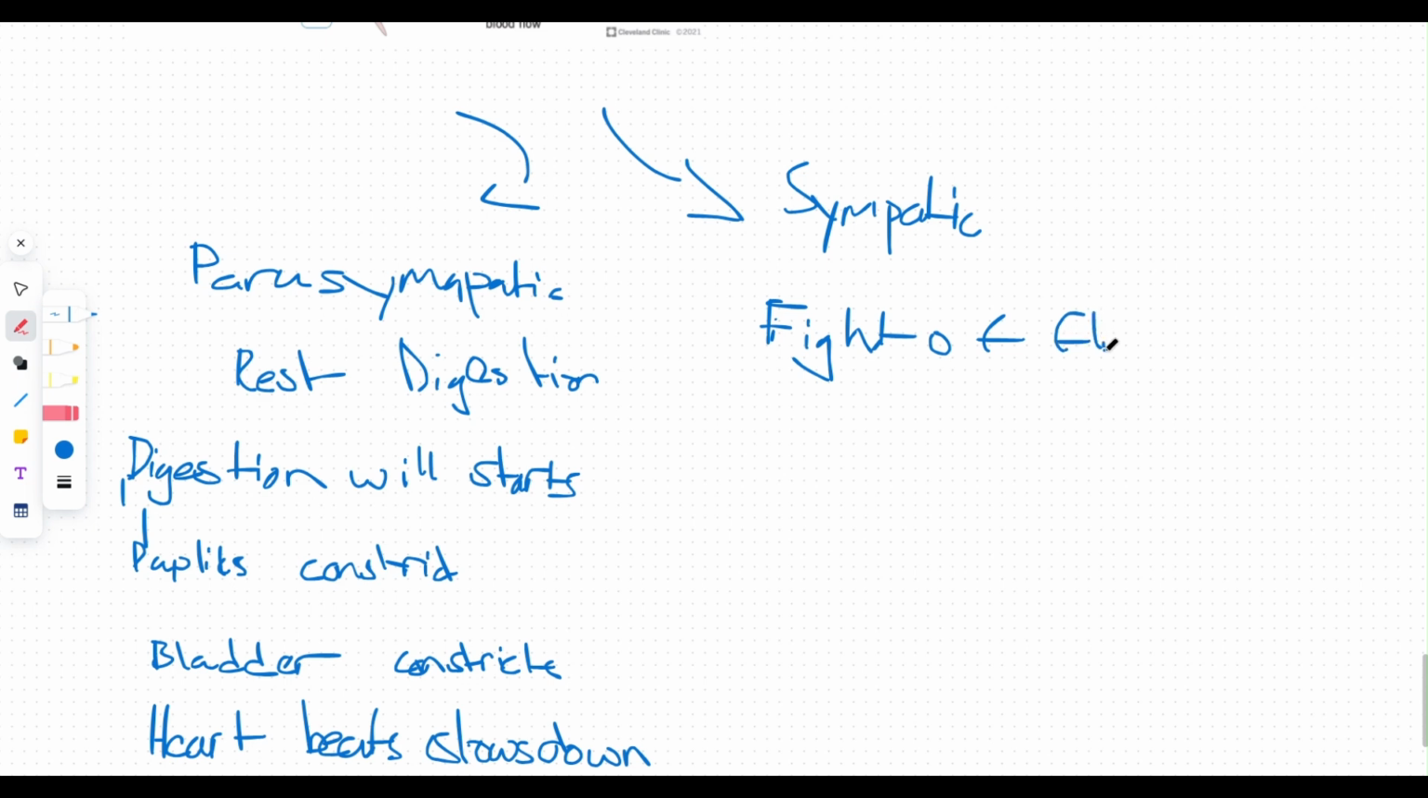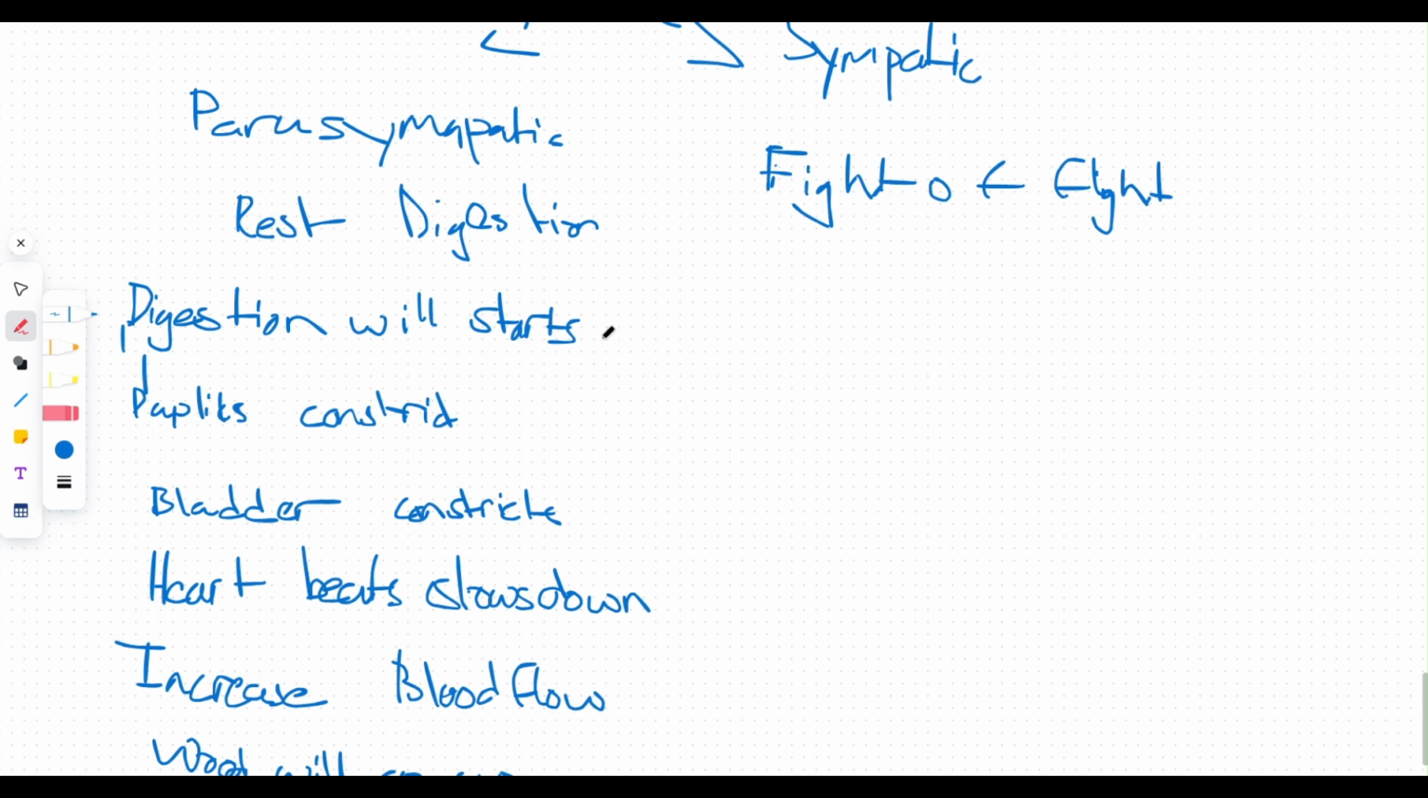What happens in fight or flight is sort of the opposite, right? Your digestion will stop. What the hell? Your digestion stops. You don't want to be digesting when you're fighting, right? The priority of the brain is to get out of the situation by either fighting or running away. So your digestion will stop, right?